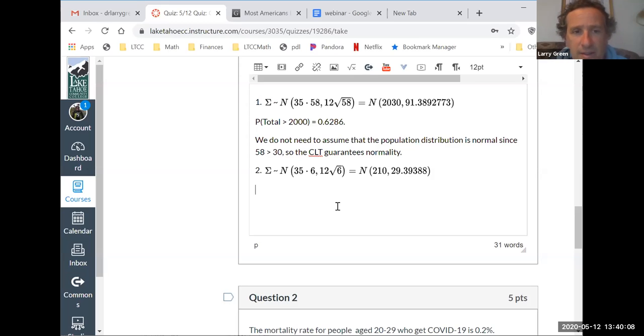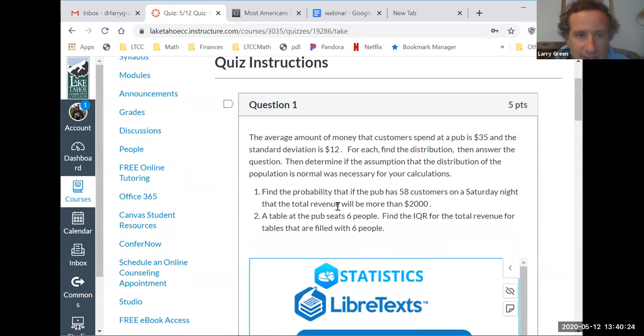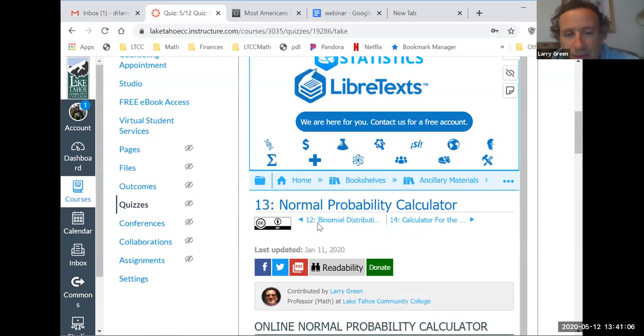Okay, so now what we need to do is understand our strategy. How is this question different than part one? So let me remind you what the question stated. It says, a table at the pub seats six people, find the IQR for the total revenue. So how is this pretty different? Any ideas? Yeah, here we know the percentiles, that's the thing. So it's not that we're trying to find the percentiles, we know the percentiles, so we need to find X. So now we know our P, we need to find, in this case, the upper value. So let's pop some numbers in.